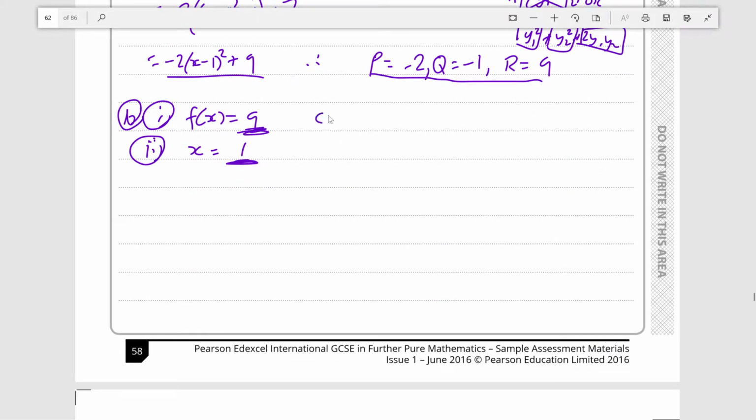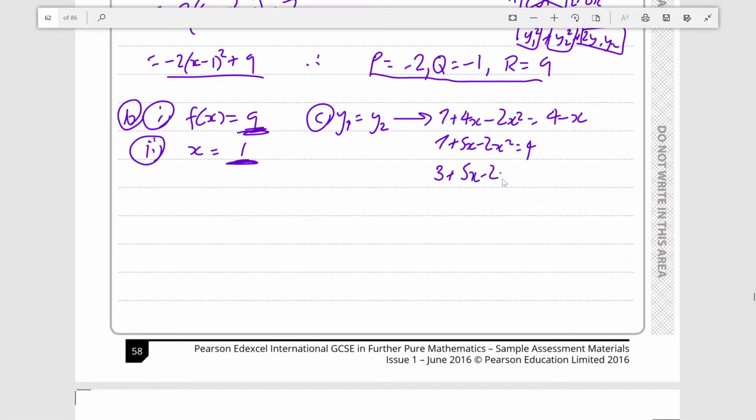Alright, so now find the x-coordinates of the 2 points in which this line intersects this curve. So you have y1 is equal to y2, so 7 plus 4x minus 2x squared is equal to 4 minus x. And then add x to both sides. 7 plus 5x minus 2x squared equals 4. Subtract 4 from both sides. 3 plus 5x minus 2x squared is equal to 0.